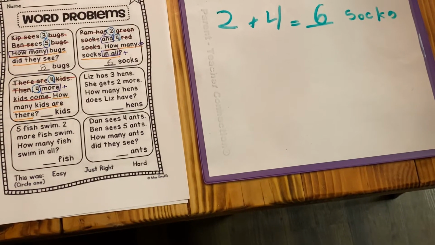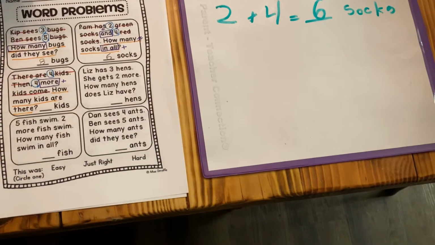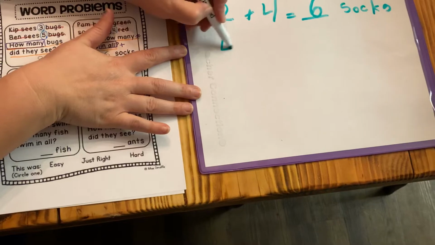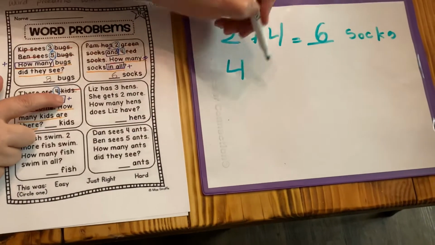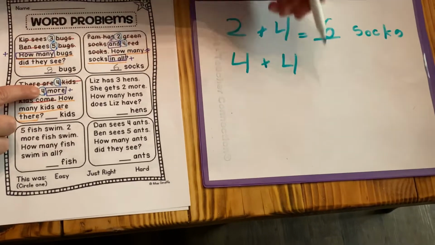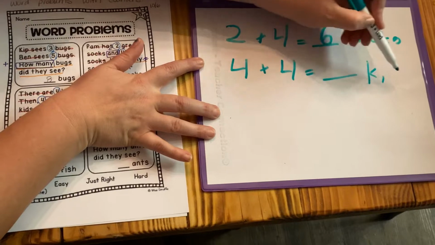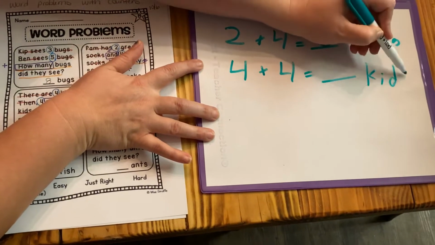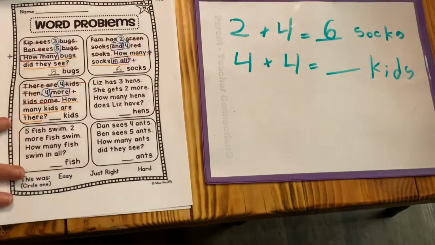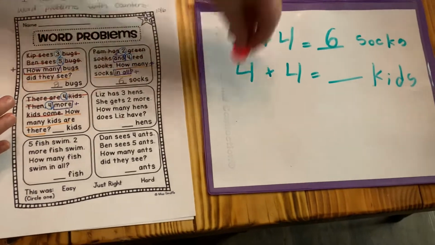Okay? Transferring my information over to my whiteboard. So I have 4 plus 4 more equals blank kids. Got it, friends? All right, making my model.